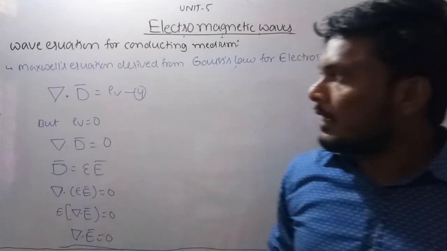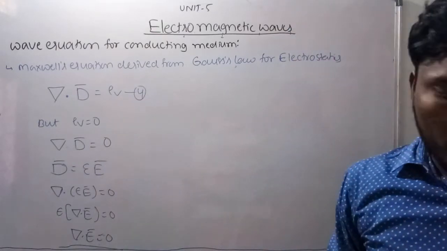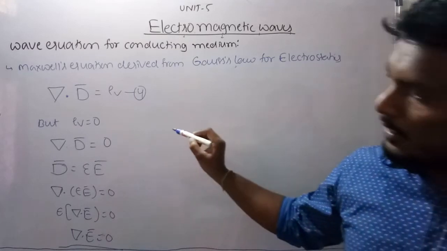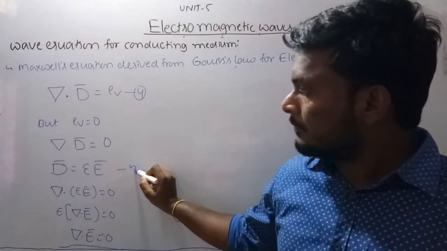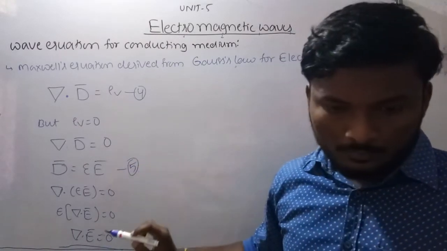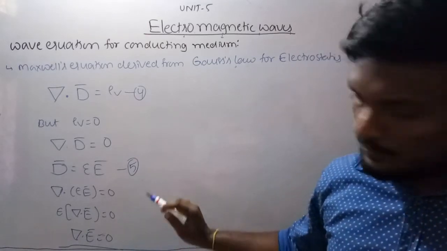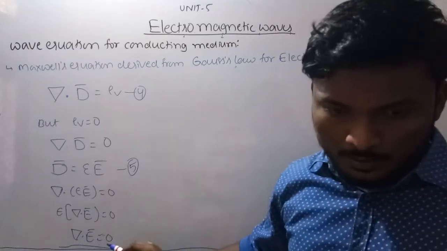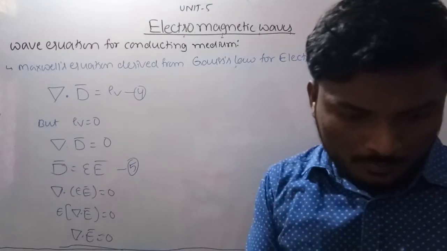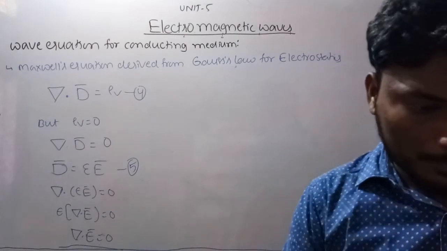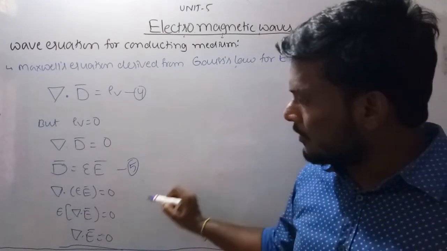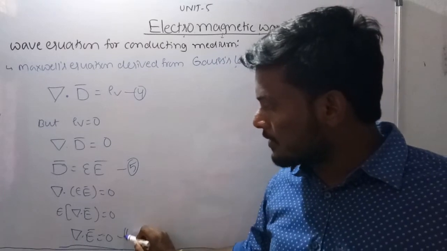Equation 4, del dot D bar equals rho v, and this is equation 5. After substituting 5 in 4, we get del dot E bar equal to 0, that is equation number 6.